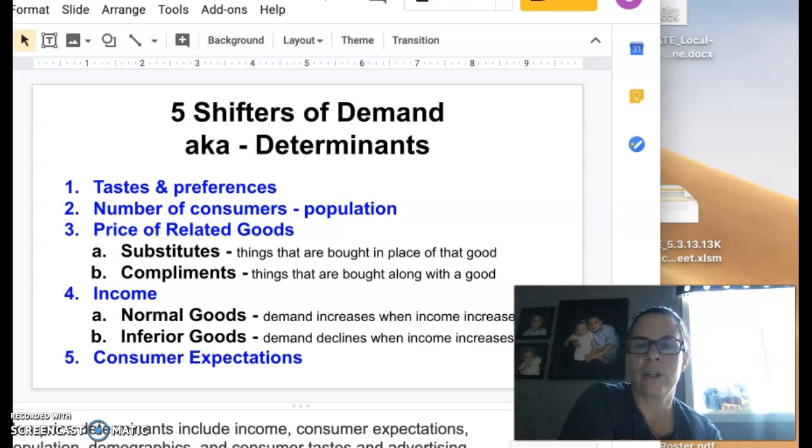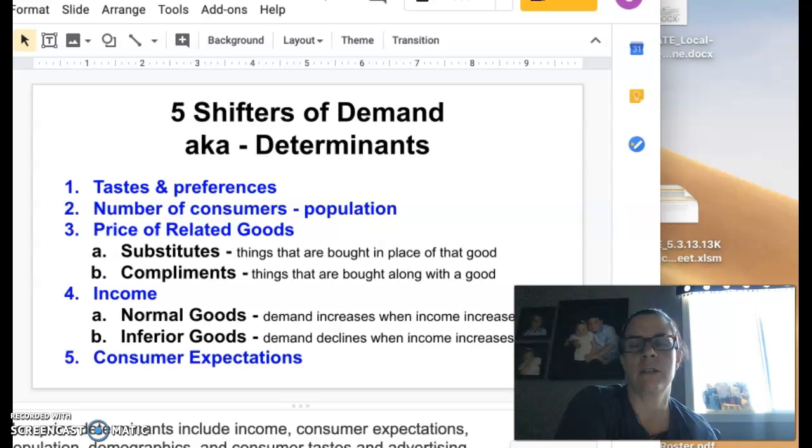But here are some of the shifters or determinants. They're called demand determinants: tastes and preferences, number of consumers, which is like your population. What's happening to related goods, like substitutes? Substitutes are things that I can buy in place of that good. So if I go to the grocery store and I say, oh, I just want to pick up some fresh fruit. I'm looking for maybe whatever has the cheapest prices when I go. So I might go, oh gosh, grapes are on sale this week. So even though I love strawberries and blueberries, I'm not going to buy those. I'm going to get my grapes because I just want some fruit.